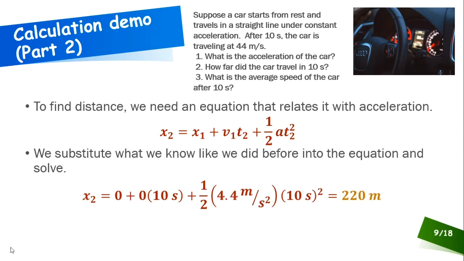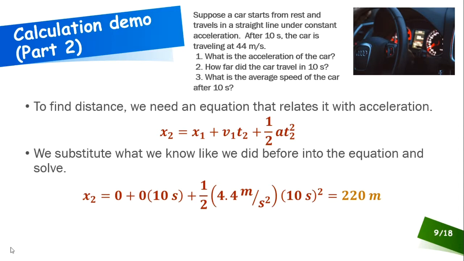We don't know the position at position 2 because that's what we're trying to find. How far did the car travel? We know the position at position 1. Typically we start counting at 0, so we'll start there at 0. The velocity at position 1 is 0, because it starts from rest. The time at position 2 is 10 seconds. Then we have plus 1/2, the acceleration, which we solved in the previous question, 4.4 meters per second squared. And then the time at position 2, again, 10 seconds.